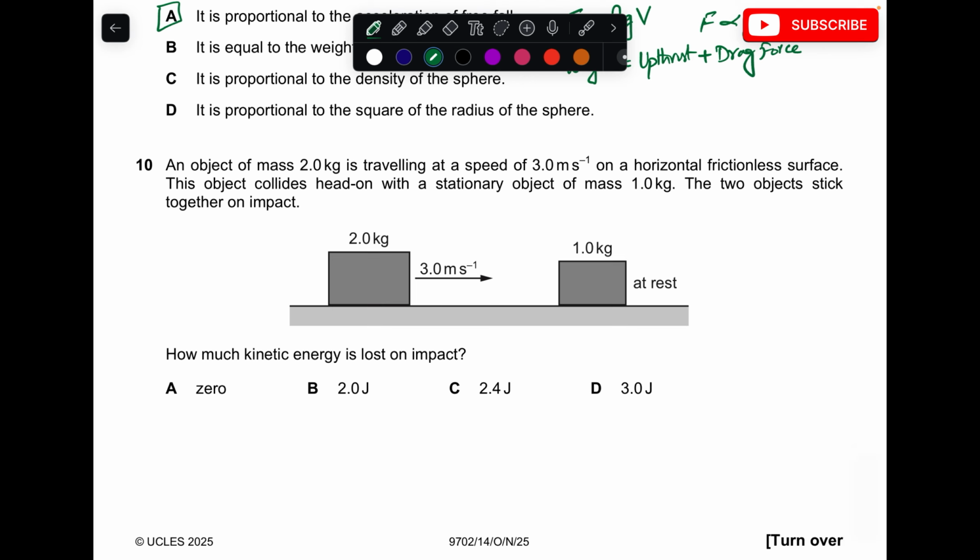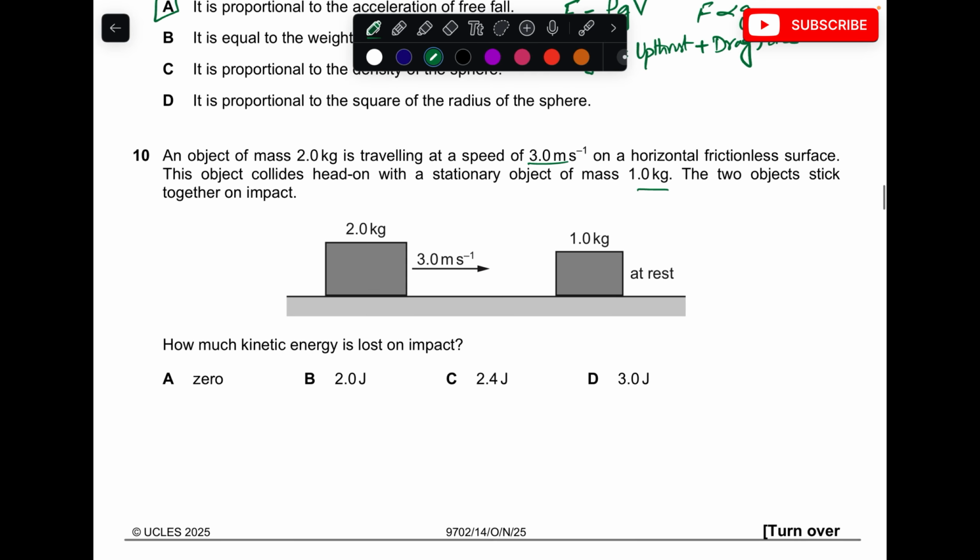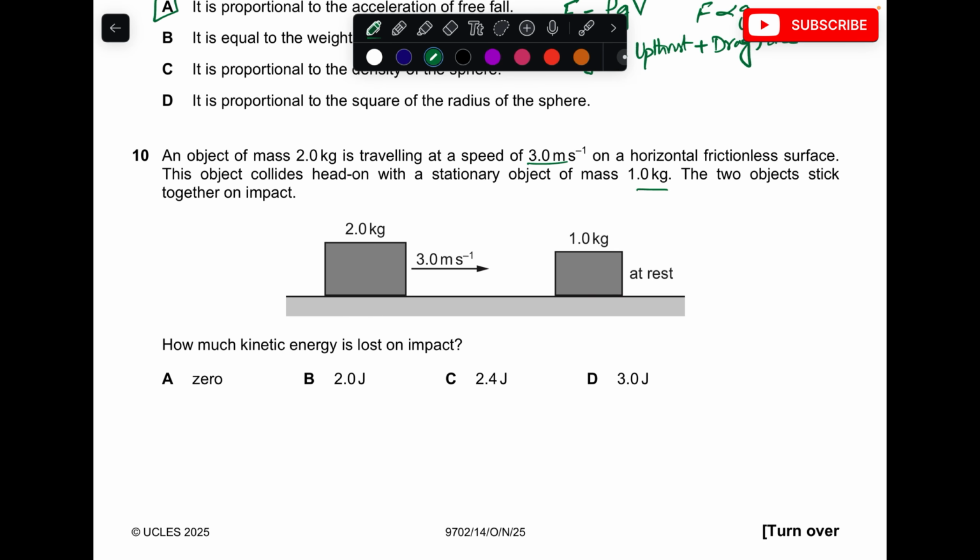In question 10, an object of mass 2 kg is traveling at a speed of 2 meters per second on a horizontal frictionless surface. Okay, so you have the speed. The object collides head on with a stationary object of mass 1 kg. The two objects stick together on impact. How much kinetic energy is lost in the impact? Okay, so you have to find the difference in kinetic energy, right? So what you have to do, the change in kinetic energy will be equal to the total kinetic energy initially minus the total kinetic energy finally.